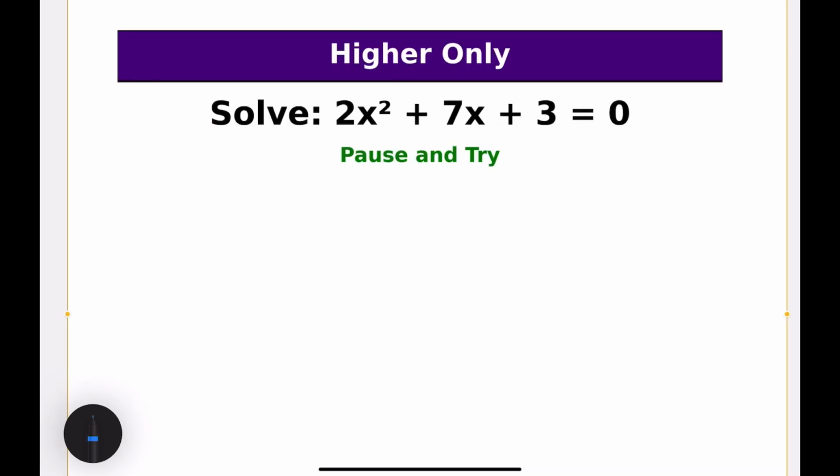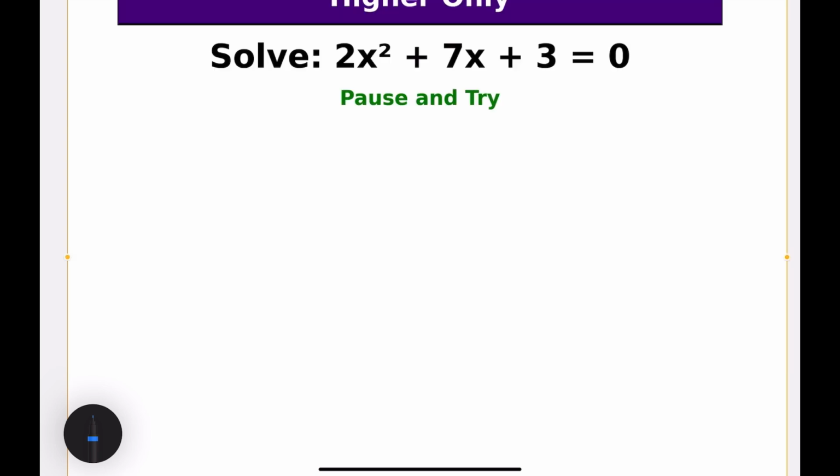Okay, so for the rest of the video, I'm going to be going through higher only questions. So if you're doing foundation, then you don't need to finish watching the video. So for these questions, you need to be able to factorise quadratics when the x squared coefficient is bigger than 1. So if you don't know how to do that, I'd recommend you watch my video. So let's get started. If you do know how to factorise quadratics when the x squared term is bigger than 1, pause the video, try to have a go at solving this, as it's the same sort of method as we've been doing before, but it's just slightly trickier.